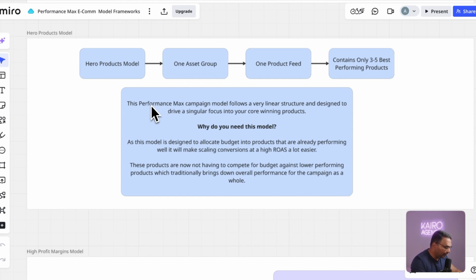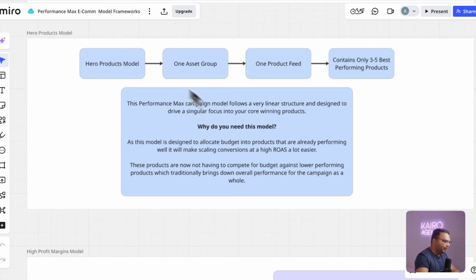This Performance Max model follows a very linear approach, and it is designed to drive a singular focus into your winning core products. By that, I mean you have a single campaign with a dedicated budget that is constantly pushing your winning products that the Google Ads algorithm is able to match and find customers for easily. When you do that, you pretty much have a money printing machine because not only can you push a massive budget behind it, but you can turn up the ROAS to really just print you money.